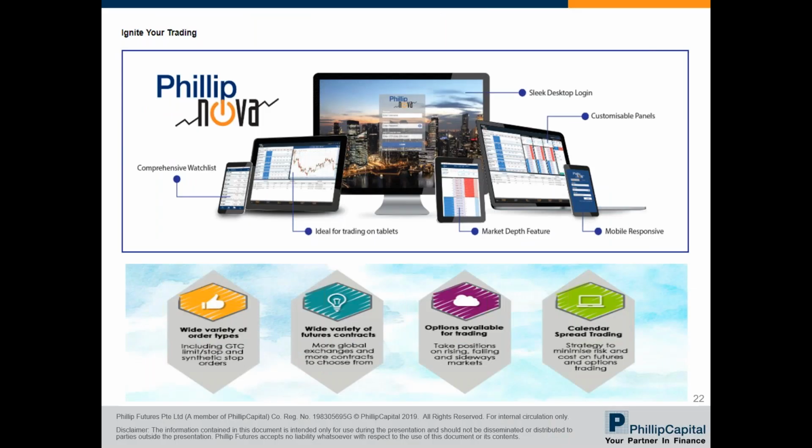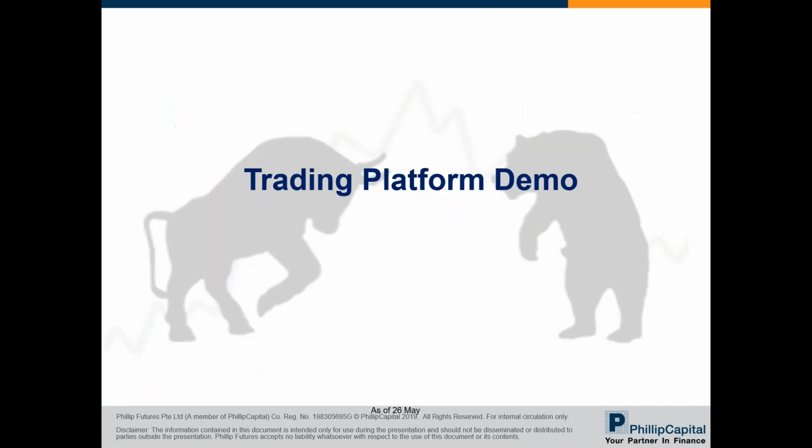So all the index futures, as well as all the other commodities, are all traded on the Phillip Nova trading platform. This platform can be accessed via the PC desktop or on your mobile as well. We'll move on to show the demonstration of the platform right now.